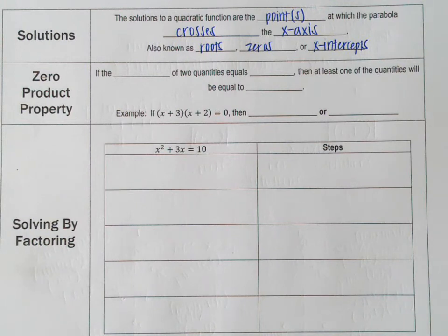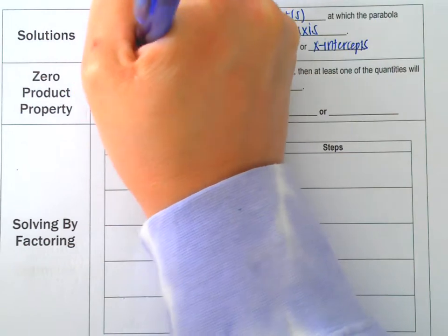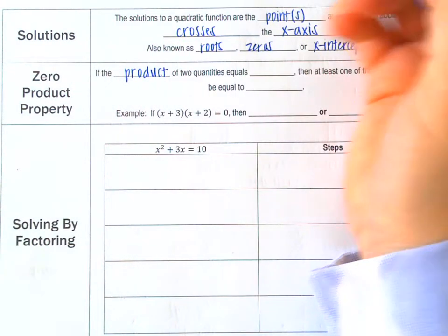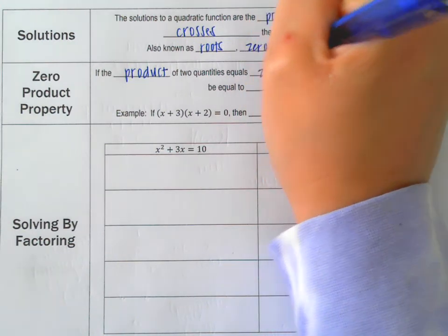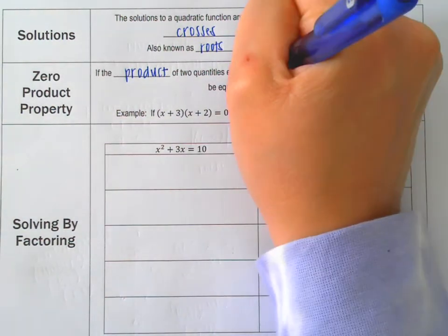Now, something that you may have learned in prior years, I can't remember, is called the zero product property. The zero product property says, and what it's implying is, if the product of two quantities equals 0, then at least one of the quantities will be equal to 0.